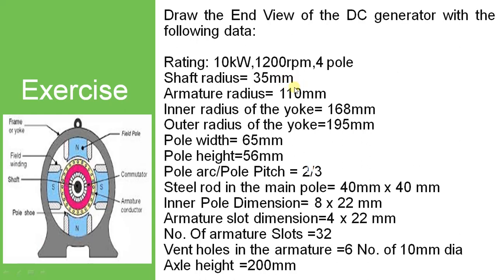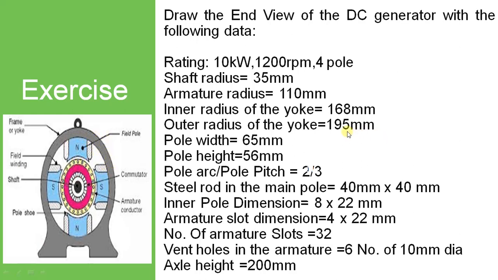Along with the exercise problem I have a diagram which will be very helpful to recall the end view of a DC machine. So the shaft radius, this is nothing but your shaft. The radius of the shaft is given, it is 35 mm, and the armature radius is given, it is 110 mm. So this is the armature, and the radius of this armature is 110 mm. Inner radius of the yoke is 168. So this is the inner radius and this will be the outer radius.